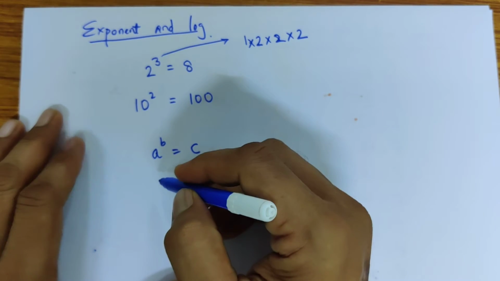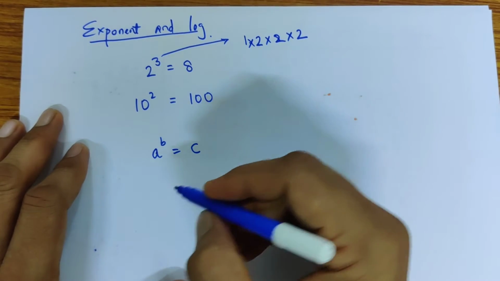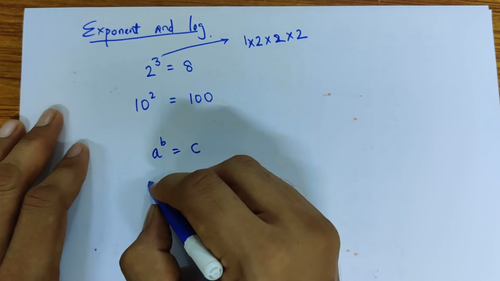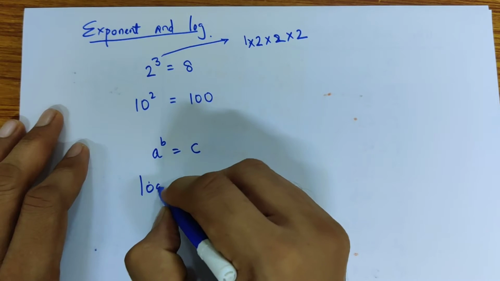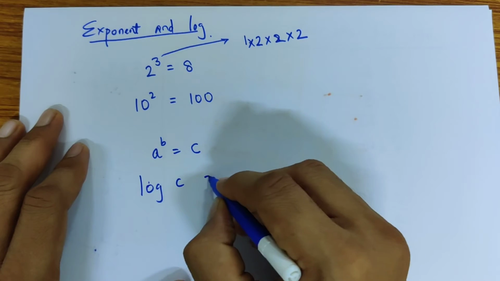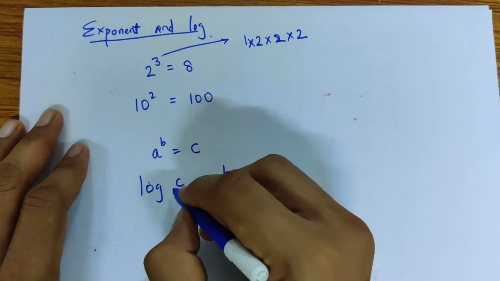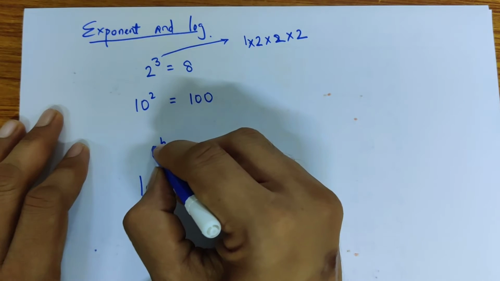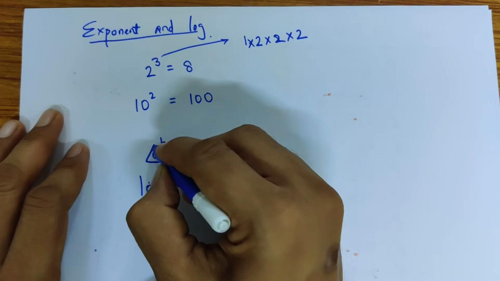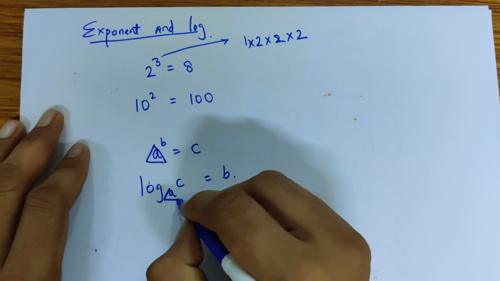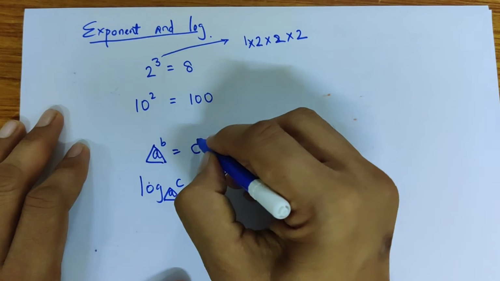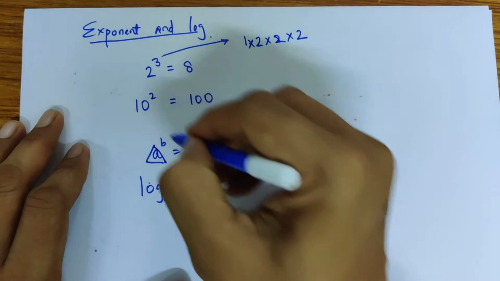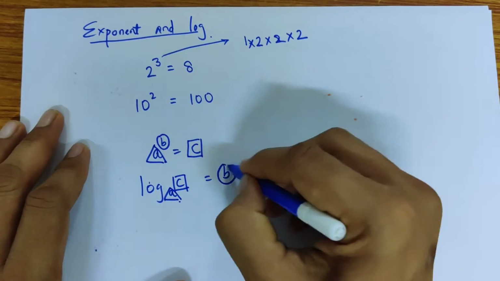So if we give each of these a symbol, what we are saying is that when you take the log of c, it's just a different way of writing the same expression. So log of c will be b if it is to the base of a. Let's say this is the base number, this is the result, and this is the power.